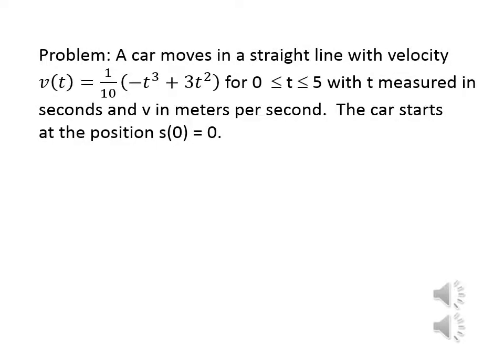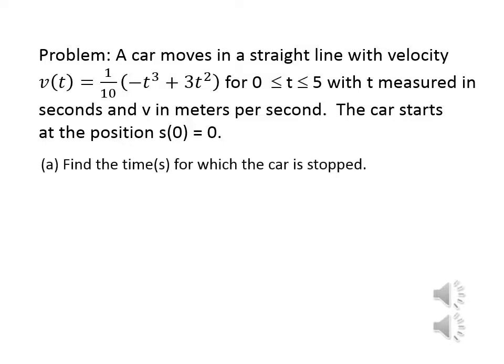Consider this situation. A car moves in a straight line with a velocity v of t given by 1/10 times negative t cubed plus 3t squared, for t's between 0 and 5, with time t measured in seconds and velocity in meters per second. The car starts at the position s of 0 equals 0. And now we ask several questions about the car.